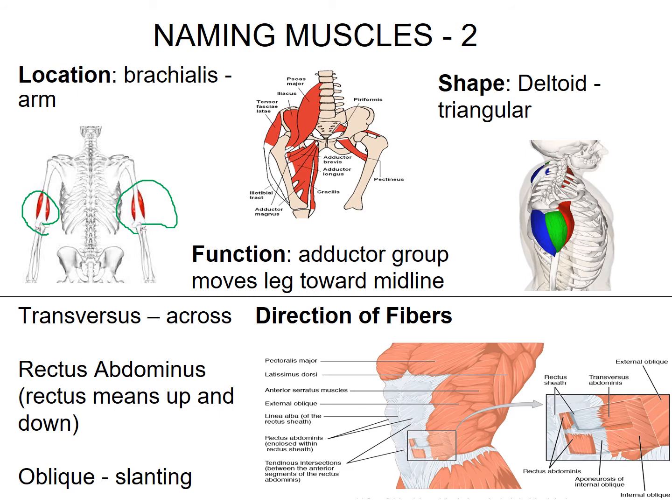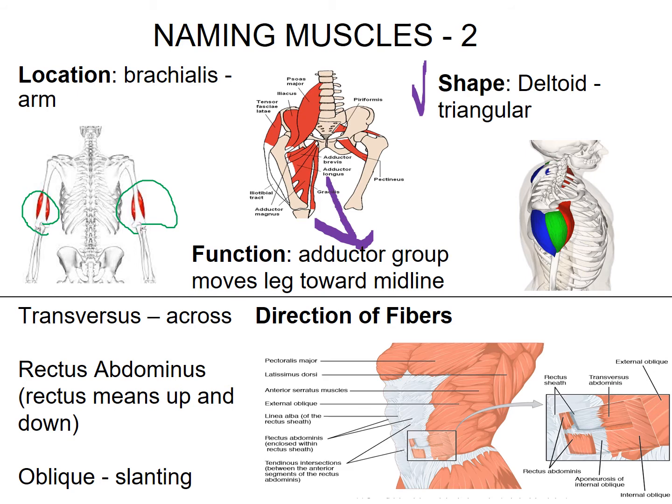An example of a muscle group named by its function are the adductor muscles. We have a muscle called the adductor longus, the adductor brevis, and the adductor magnus. What do you think they do for a living? Yeah, they adduct, exactly. They bring your legs closer together towards that midline. We talked about the deltoid muscle being that triangular shape already. And then the direction of fibers as well.